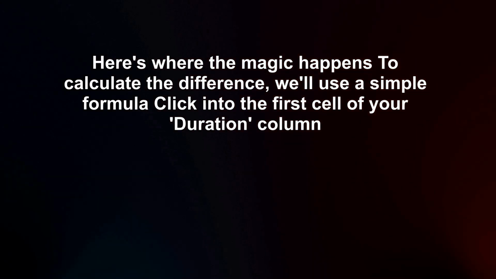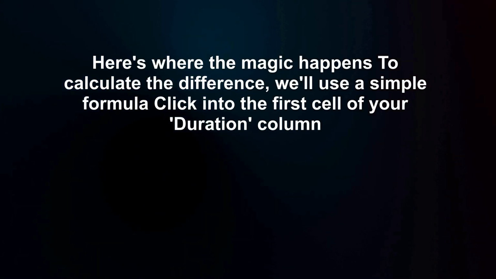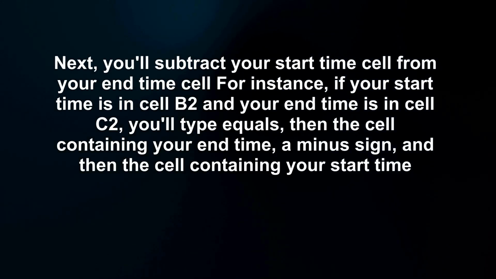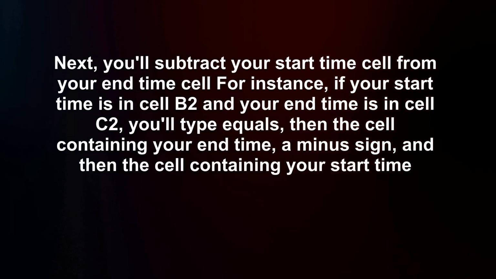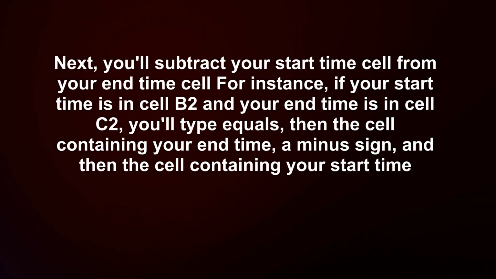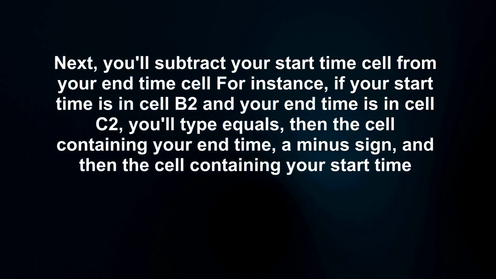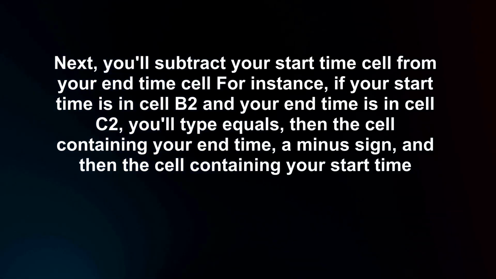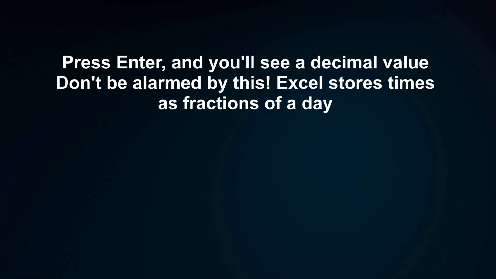To calculate the difference, we'll use a simple formula. Click into the first cell of your duration column. Next, you'll subtract your start time cell from your end time cell. For instance, if your start time is in cell B2 and your end time is in cell C2, you'll type equals, then the cell containing your end time, a minus sign, and then the cell containing your start time. Press enter, and you'll see a decimal value.